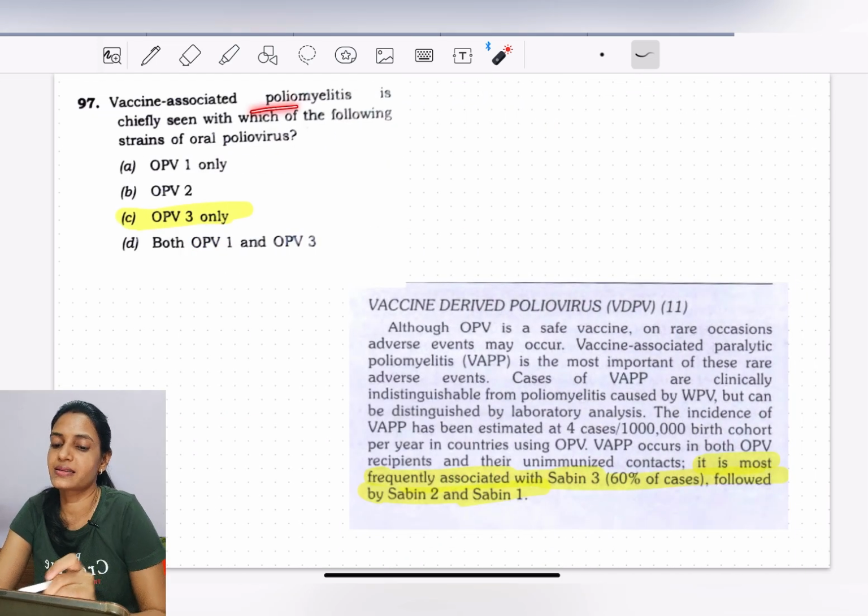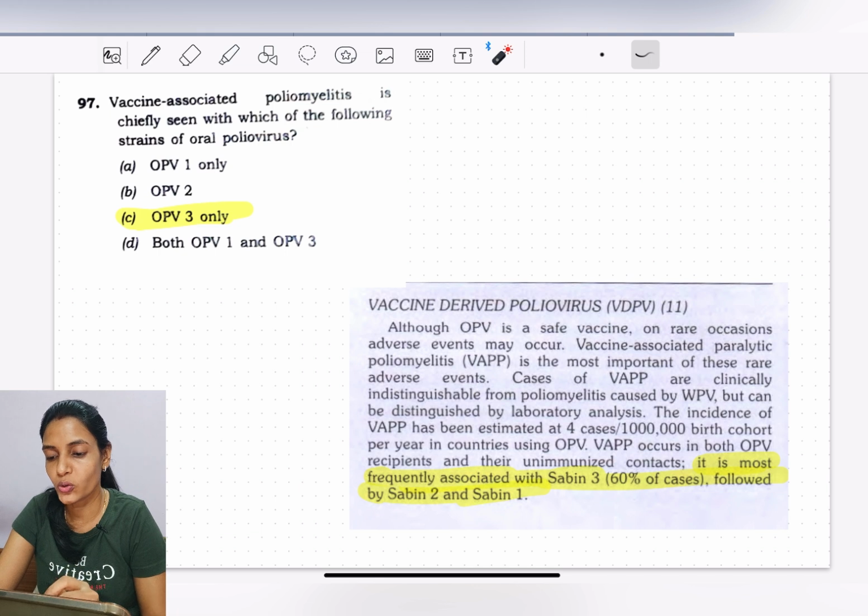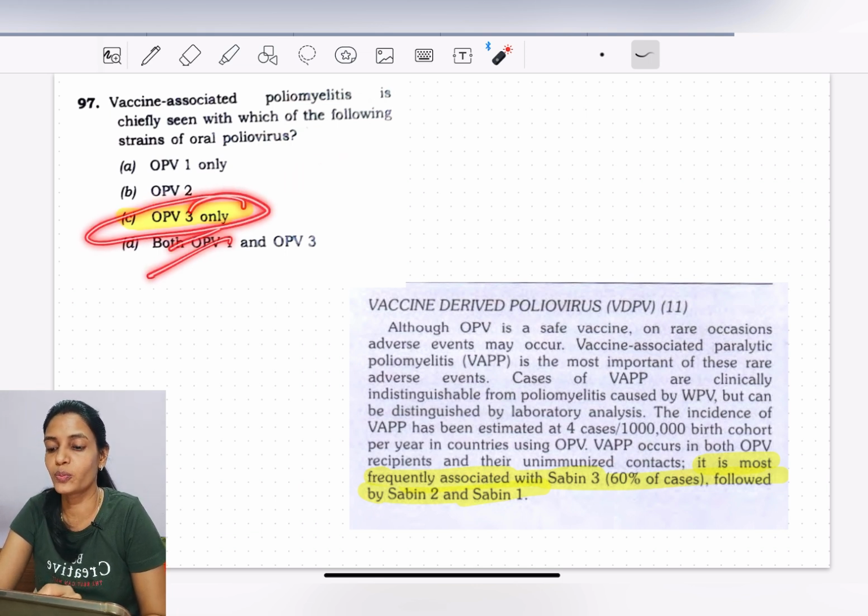Now they are talking about vaccine associated poliomyelitis. We all know that most commonly which strain is used. So OPV3, because of OPV3 vaccine associated poliomyelitis is seen.